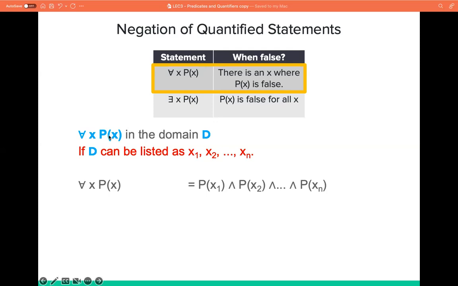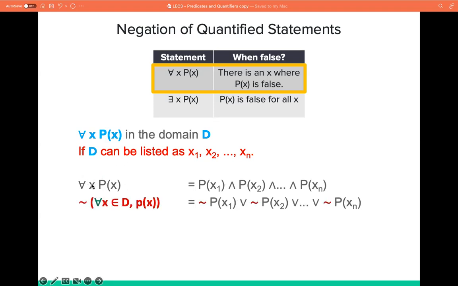For all x, P of x in the domain D, if we can list down each of the elements of D, then we can express this universal quantification using the statement P of x sub 1 and P of x sub 2 until P of x sub n. Note that the universal quantification is tied to conjunction, and this will only be false if we can find at least one x wherein P of x will be false. For example, if we have 10 elements in the domain and there is just one x that will make P of x false, then the universal quantification is false.